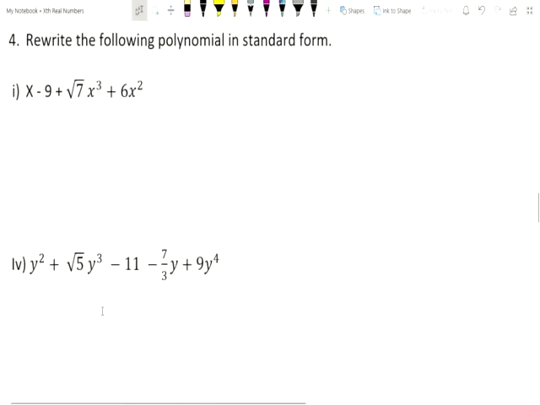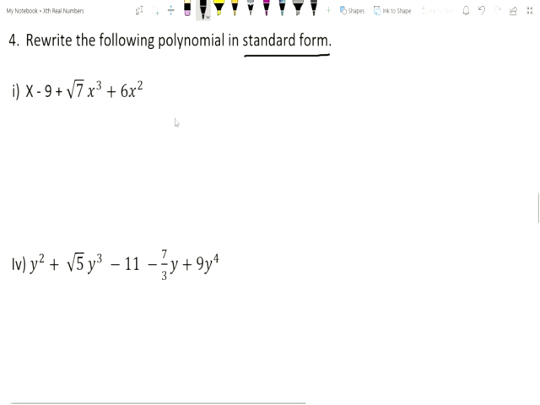See the next question. Rewrite the following polynomials in standard form. Standard form means we should arrange the given expressions in ascending order or descending order. How to arrange the terms in ascending or descending? We need to see the powers of the variable. According to the powers, we should arrange it in ascending or descending order.